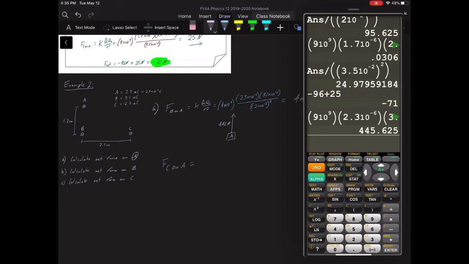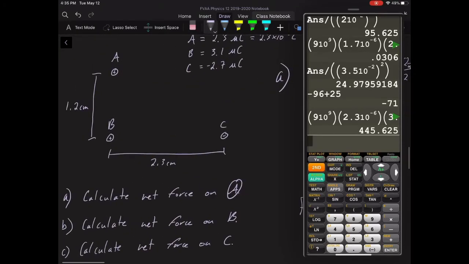Okay, so for particle C on A, I have to determine a couple things. First of all, I've got to determine the distance between A and C. Okay, and because I'm assuming a right angle here, I can find the hypotenuse, and I can also find the angle at which this is going to happen.